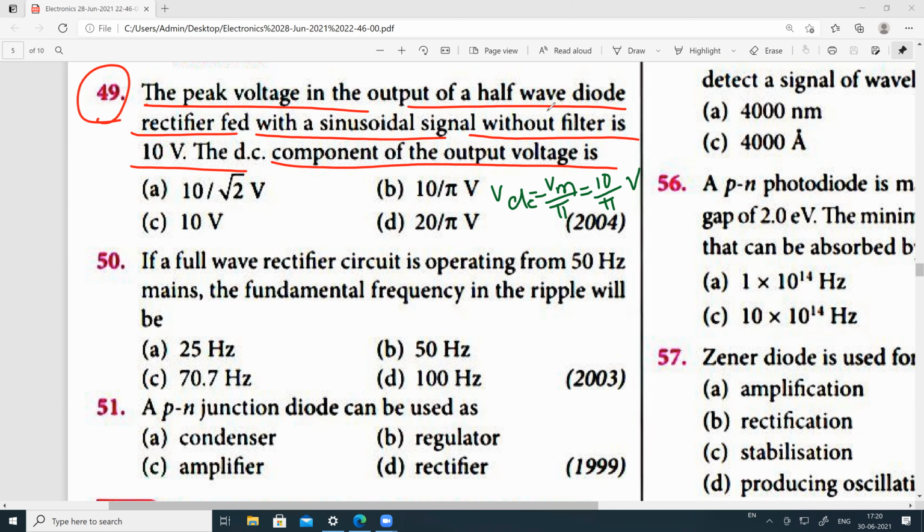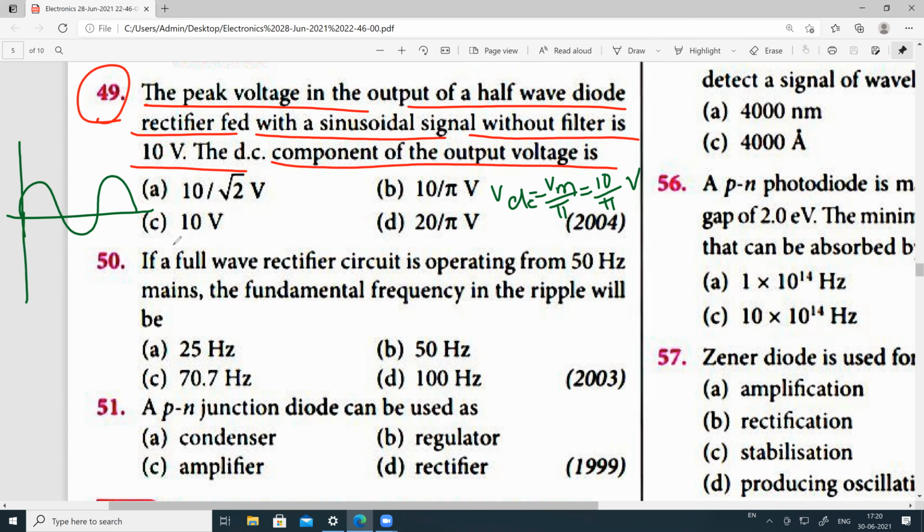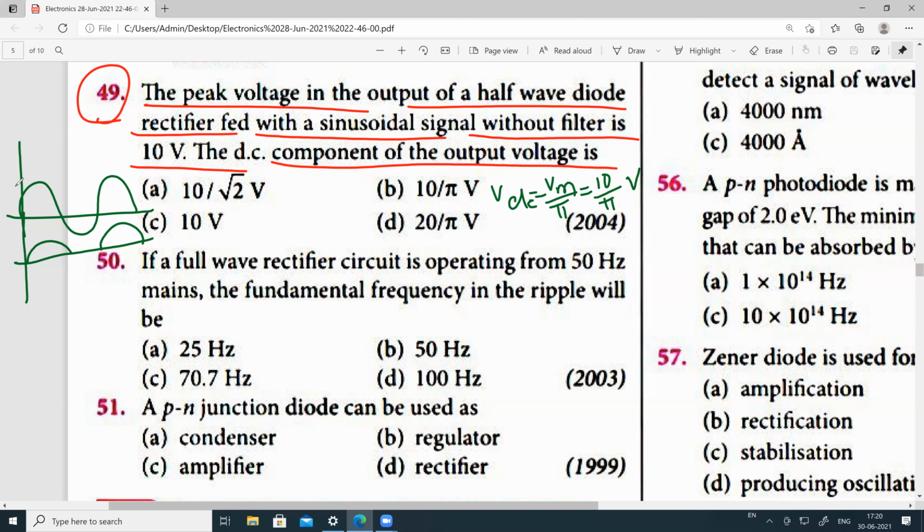So here, if you draw the diagram for this, we get something like this. This is the input, and this is the output. So here, this one is the right answer.